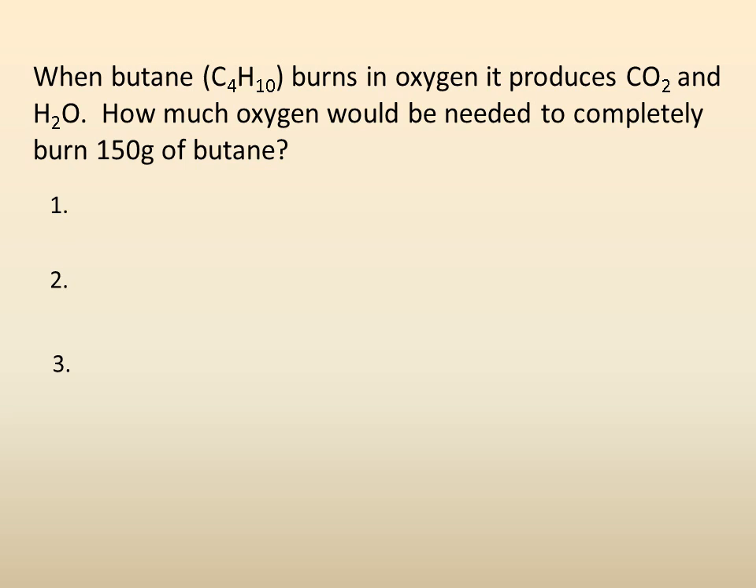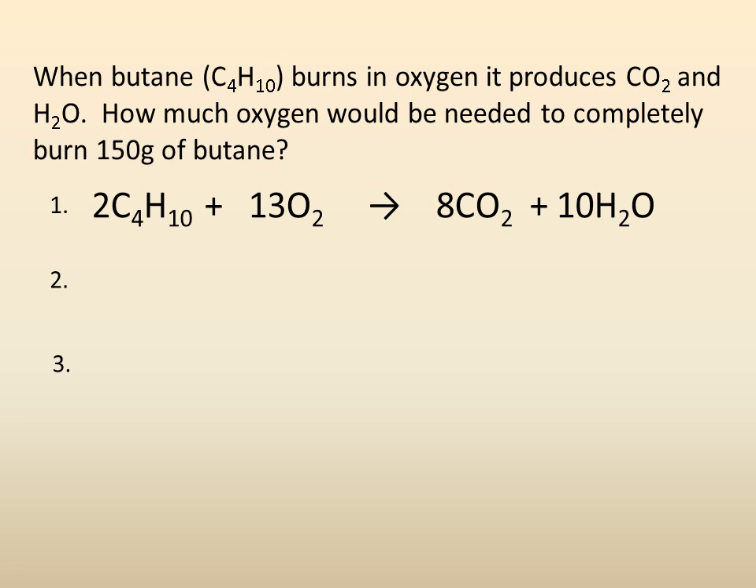Here's another example. This time we're going to burn some butane in oxygen to make carbon dioxide and water. And we want to find out how much oxygen is going to be needed to make that reaction actually occur. First of all, we need to have our equation. Nicely complicated, but easily balanced when you spend a little bit of time on it. Then our second step was to write down what we know. First of all, we know we've got 150 grams of butane, and what we're trying to find out is how much oxygen will actually react with it.